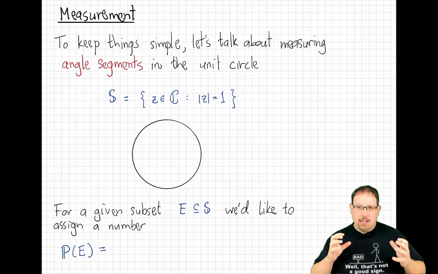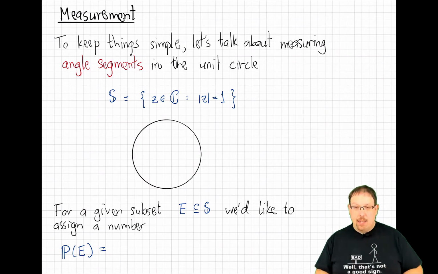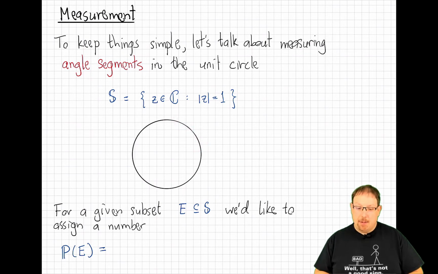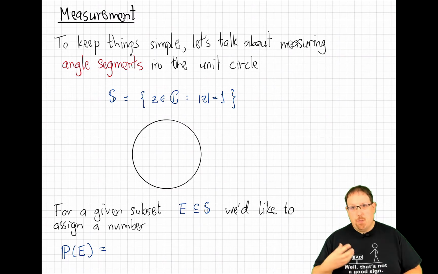I'd like to assign to sets in this circle a measurement. In this case, it's going to be something like length. I'm going to call it P. P in this case is going to stand for proportion. So if I take some set in the circle, like that segment right there, I want to assign to it a number which talks about the proportion of the whole circle that that set is made up of.